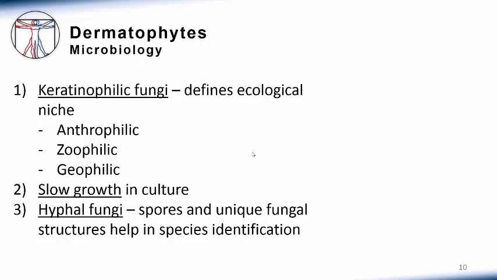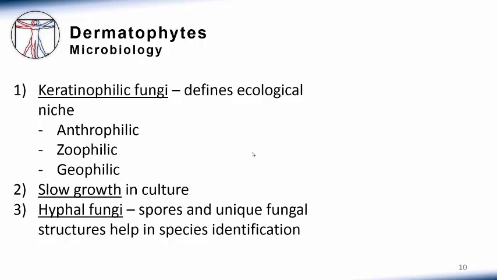For example, many of the causes of human infections can only grow on human tissue, and they are therefore called anthropophilic dermatophytes. Other species are able to grow on certain animal species, and they are known as zoophilic. Lastly, a small group of these agents can grow in the environment, and therefore they are referred to as geophilic.